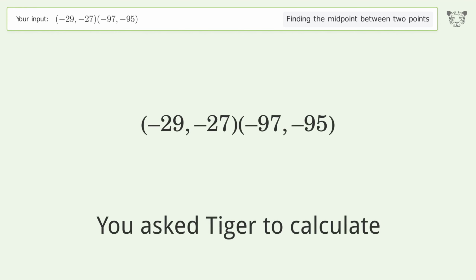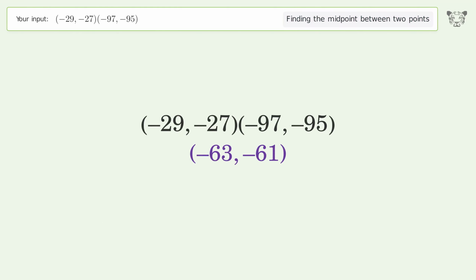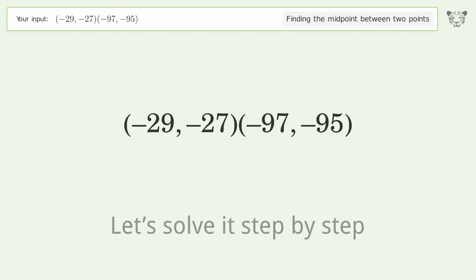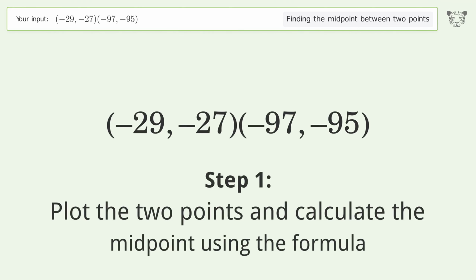You ask Tiger to calculate. This deals with finding the midpoint between 2 points. The midpoint between the 2 points is -63, -61. Let's solve it step by step. Plot the 2 points and calculate the midpoint using the formula.